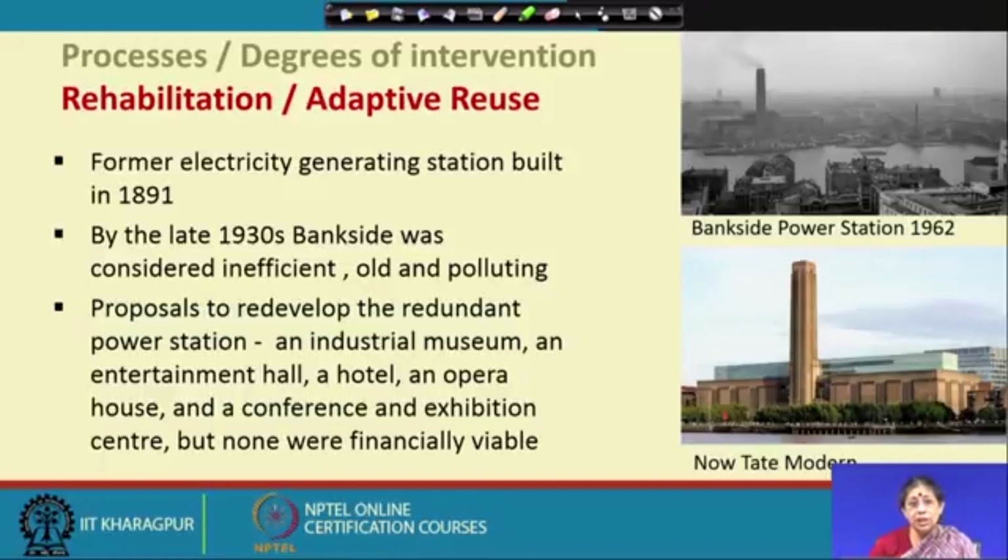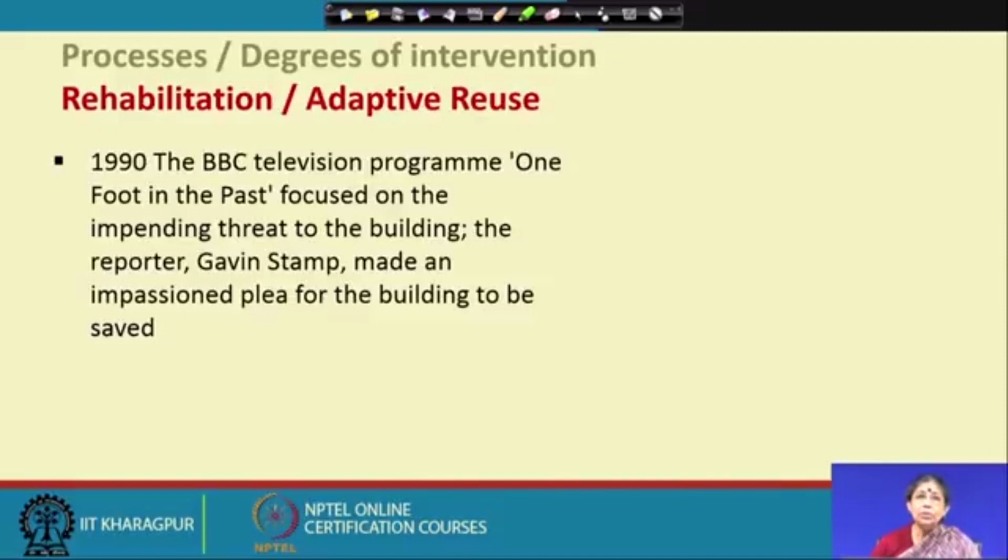demolished. It changed hands, it went to private owners, and at one point of time they were removing all the machinery and other things from the structure. At that point there was some public opinion, and in 1990 the BBC television program One Foot in the Past focused on the impending threat to the building, that it was going to be demolished. The reporter Gavin Stamp made an impassioned plea for the building to be saved, and as a result we see the building still standing today as a landmark of industrial heritage, but for an entirely different purpose.